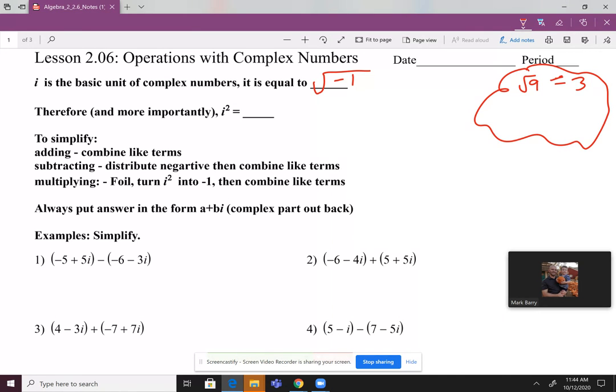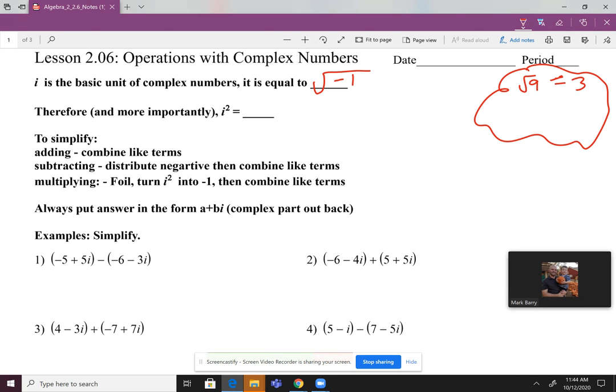And so we had to actually make up these new numbers called complex numbers that allowed us to do the square root of negatives. So the square root of negative 1 is equal to i. Another word for i is imaginary. So some people call these imaginary numbers, okay?